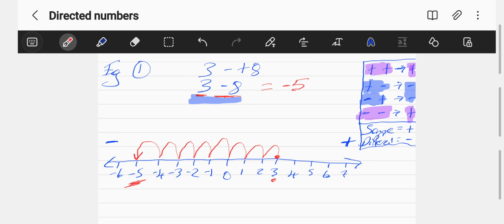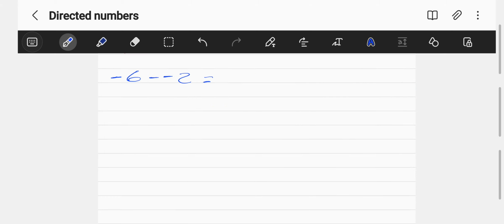Once you do it a lot, it also sticks in your mind. You can start visualizing the number line in your head, and you can work from there. Let's try another example. All right, so here is our next example.